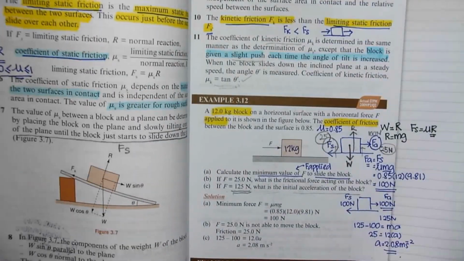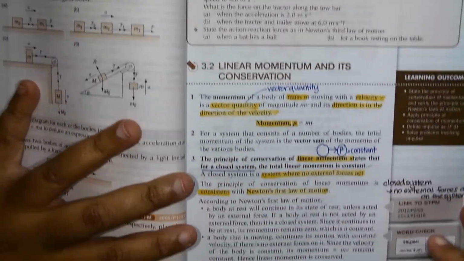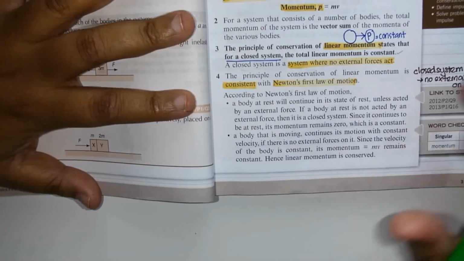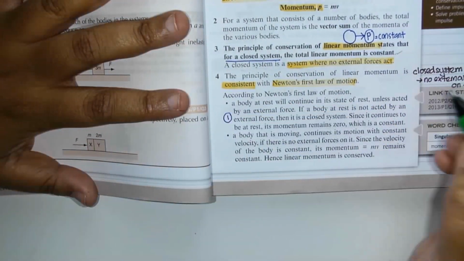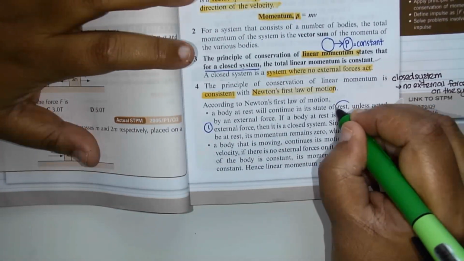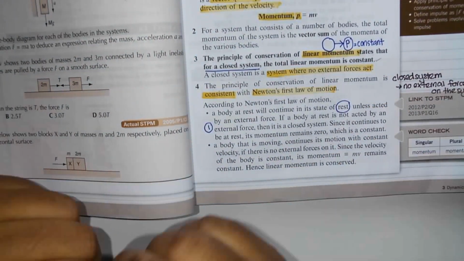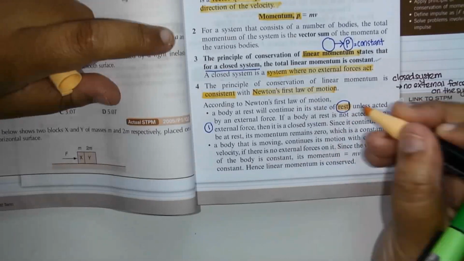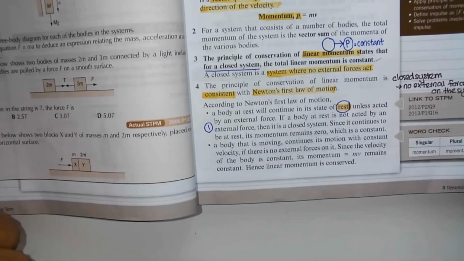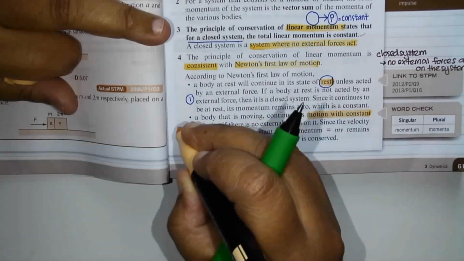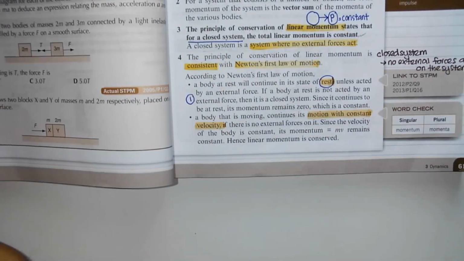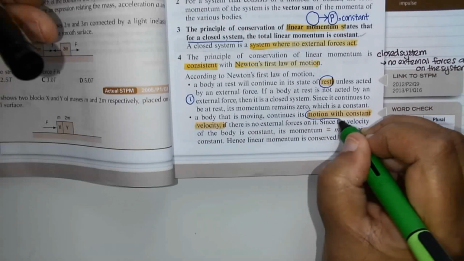When we want to analyze this situation, we divide it into two sections. One, we are talking about the body which is at rest, in a state of rest. Another, we are talking about a body which is in motion, motion with constant velocity. So we are talking about these two situations.